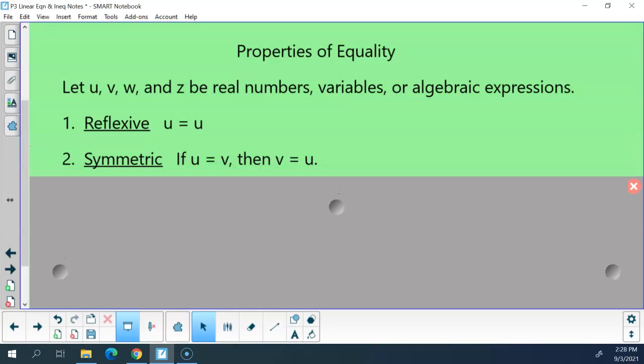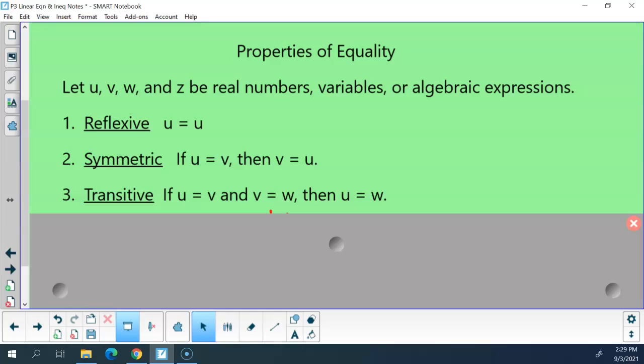The symmetric property. If u is equal to v, then v is equal to u. It doesn't matter which side of the equal sign it's on, they're still equal to each other. The transitive property: if u equals v and v equals w, then u equals w. If 7 is equal to 14 halves, and 14 halves is equal to 21 thirds, then 7 is equal to 21 thirds.